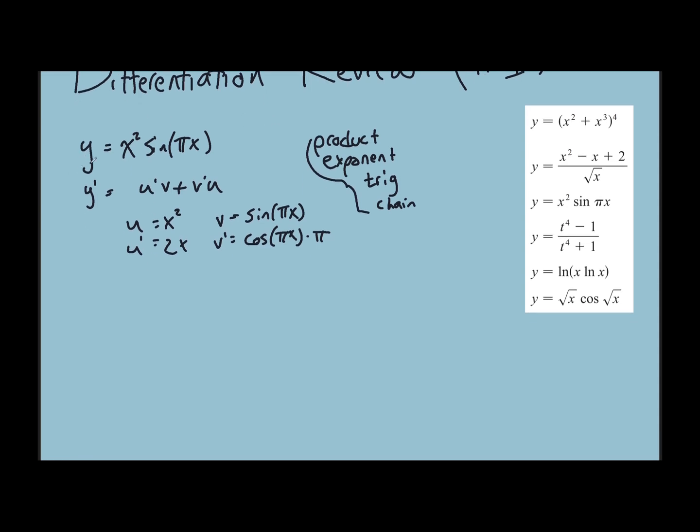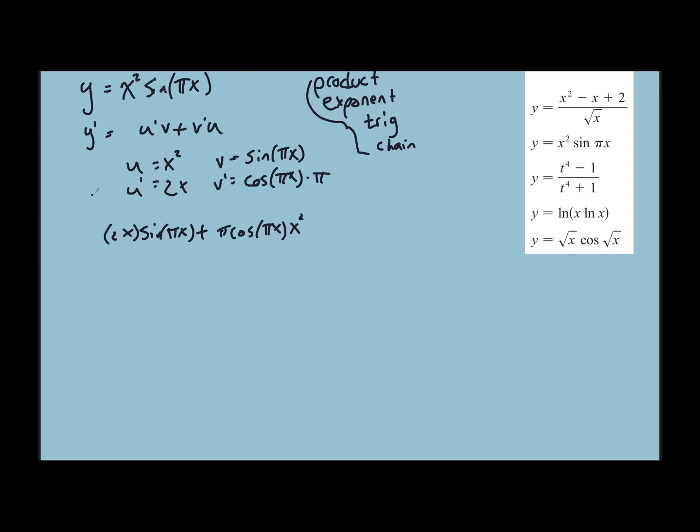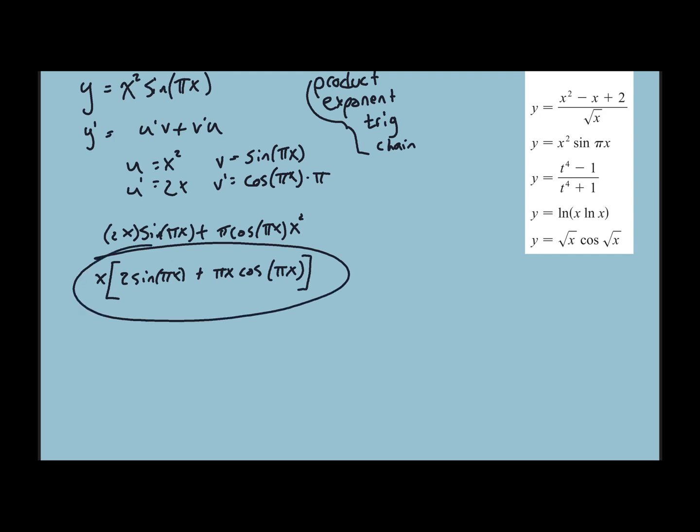I love it. u prime v plus v prime, put the pi in front of it here just to be cool, times u is x squared. I don't know if it gets easier than that. I guess we can take an x out, and we'll say 2 sine of pi x plus pi x cosine of pi x. That's the simplest I can get it. I hope that's correct.